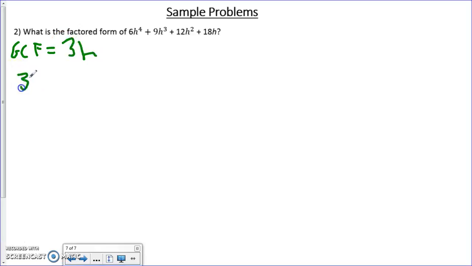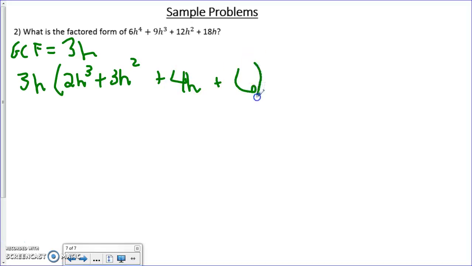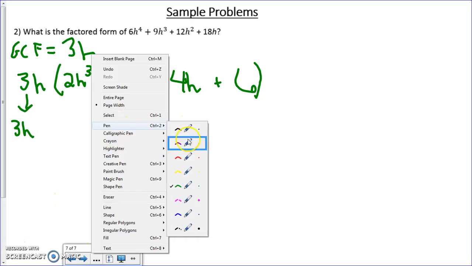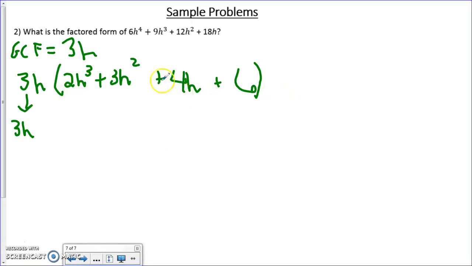When I factor out a 3h, I'm left with 2h cubed plus 3h squared plus 4h plus 6. Now, this is what I'm talking about. We took care of the GCF. So now I just like drawing my little arrow, bring my GCF down for the ride, and now I don't care about it anymore. Looking inside these parentheses, I have 4 terms. So my only option here is factor by grouping.